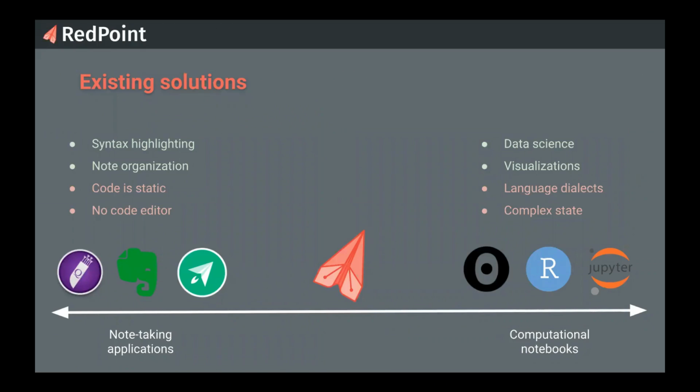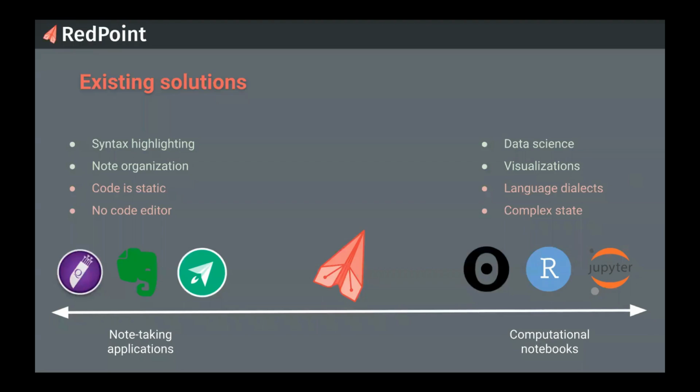We built RedPoint to try and bridge the gap between these two solutions. The syntax highlighting and note organization focus are great in note-taking apps, but with the drawback of the code being static, we felt there's some room for improvement there with a tool. And these computational notebooks on the right side of the spectrum, like Observable, RStudio, and Jupyter Notebook, they're geared towards data science and data visualizations.